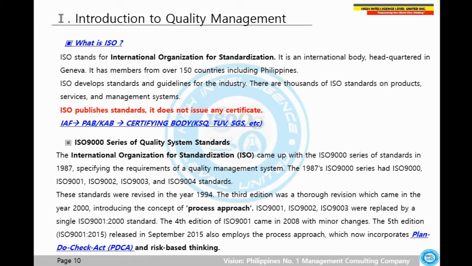Our second class. This class will study ISO in more detail. So what is ISO? ISO stands for International Organization for Standardization, not International Standardization for Organization. International Organization for Standardization.